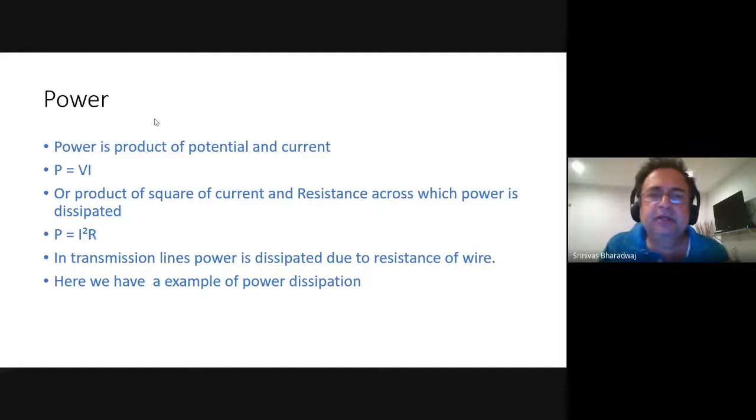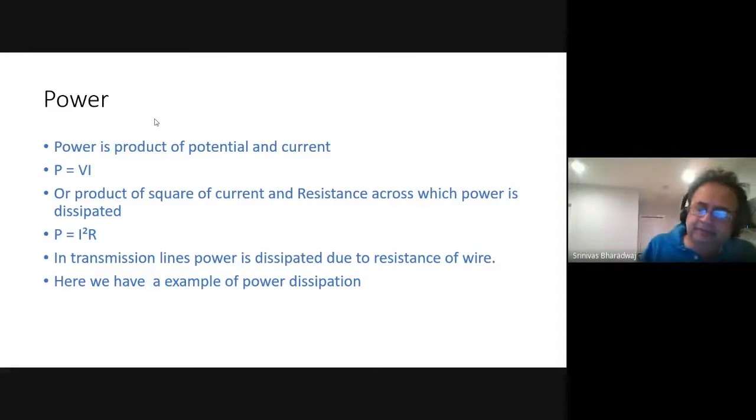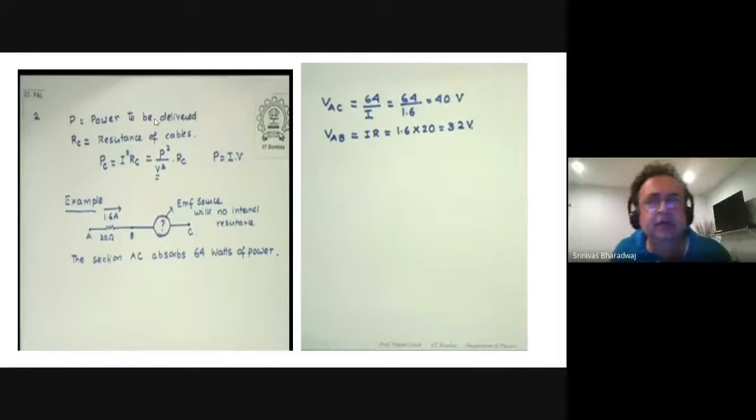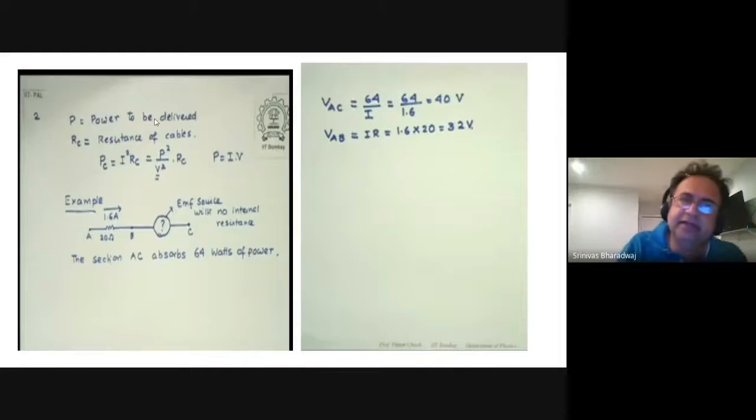In transmission lines, power is dissipated due to the resistance of various wires. So resistance causes the current to get converted to other forms of energy. In the case of the electric lamp, it becomes two forms of energy: one is light and the other is heat.